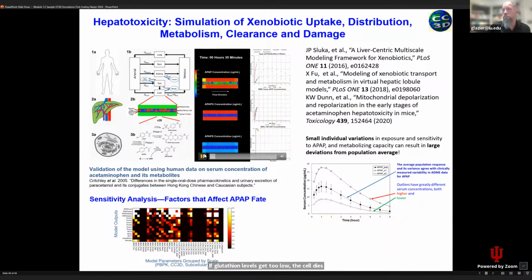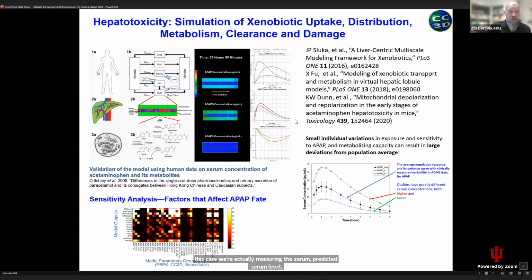And so what you're seeing here is actually an explicit model of blood flow. We don't do that very often, but you can do it in CompuCell. The blood is going to carry acetaminophen in it. That acetaminophen will be transported into the liver cells, metabolized into this toxic byproduct, and then cause cell death. In this case, we're actually measuring the predicted serum level of the drug and its metabolites, and we're able to calibrate that against clinical data. And we can then explore what factors make some individuals more sensitive to poisoning by this drug than others.